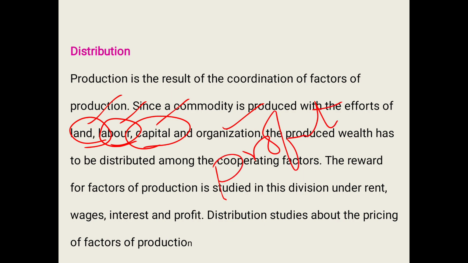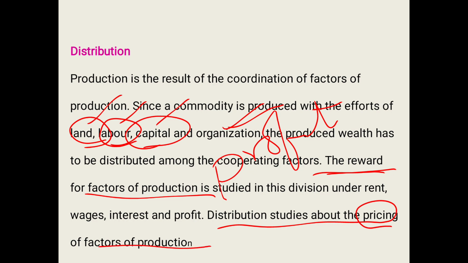So who receives the profit? The entrepreneur, or an organization, or a businessman receives profit after he pays for land, labor and capital. So that we call the reward. Rent, wages, interest, and last, profit, are the rewards for the factors of production. After giving away rent, wages and interest, whatever residue is left over is the profit. This we call distribution. So distribution studies the pricing of the factors of production.